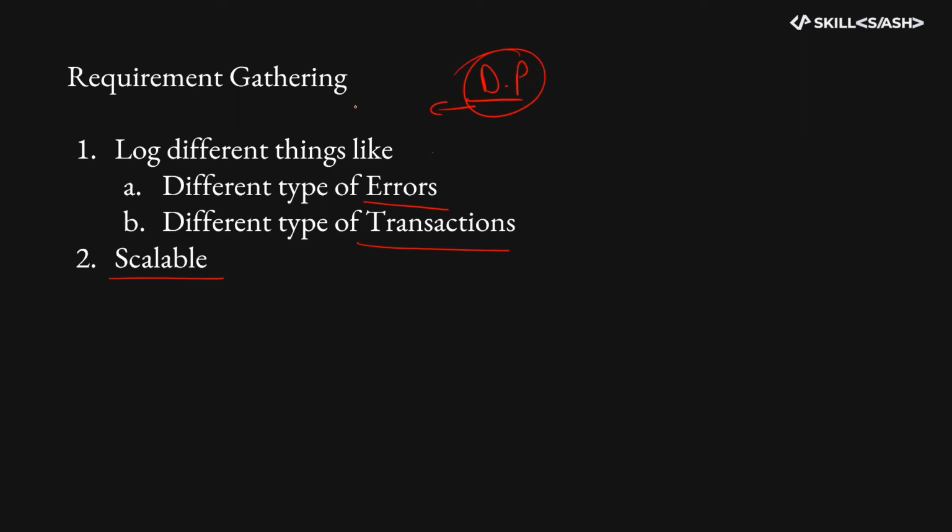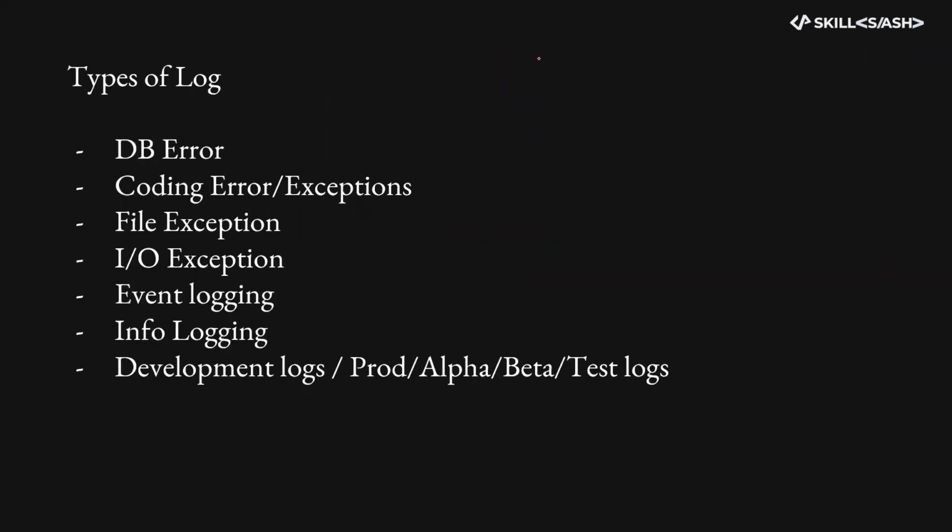Now, when I talk about the logger, and I ask which kind of logs I have to do or what things should be logged, the person said, okay, errors and transactions. Errors can be DB errors, coding errors, exceptions, file exceptions, IO exceptions, event logger, info, and development-based logging as well. Think about the factory pattern.